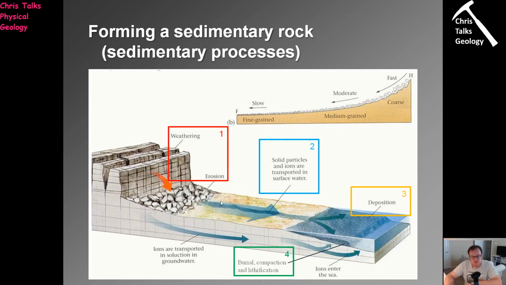Now in this diagram you can also see the water is moving across the surface, but the water is also moving in below ground level as groundwater. When it's moving along the surface, it's transporting the weathered rock as both a mixture of solid particles, the clasts, and also material which is dissolved within the water as ions. When the water is moving underground as groundwater, it's obviously only transporting weathered material as ions.